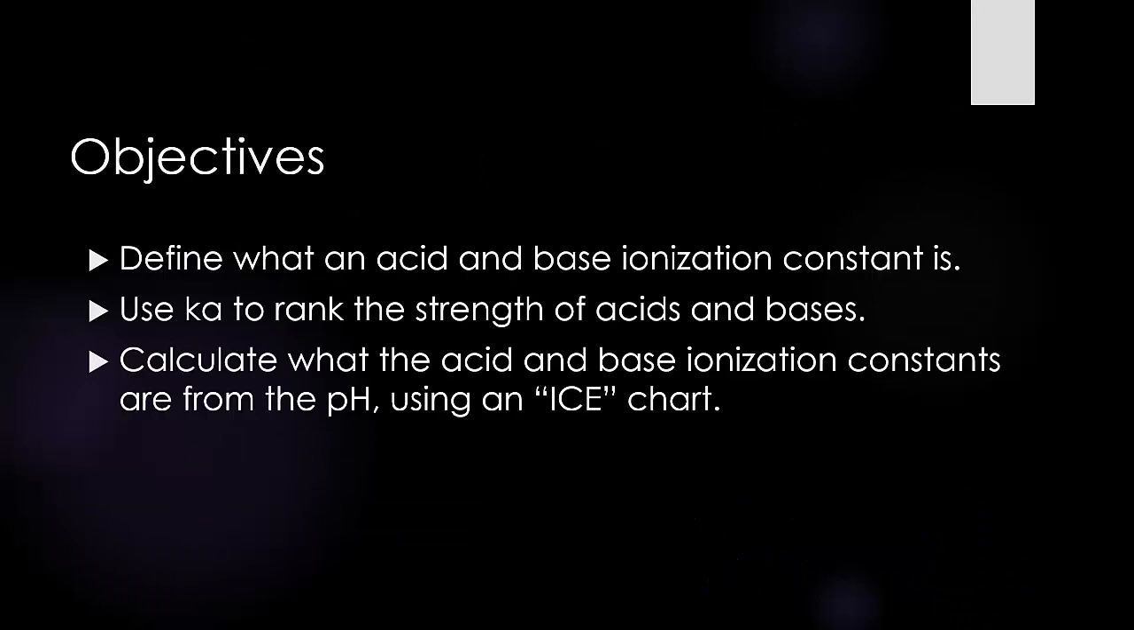You should now understand what an acid and base ionization constant is. We're able to use those values to rank acids and bases in order of strength and calculate Ka using information such as initial acid concentration and pH.